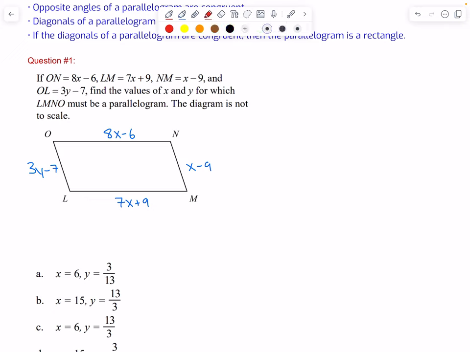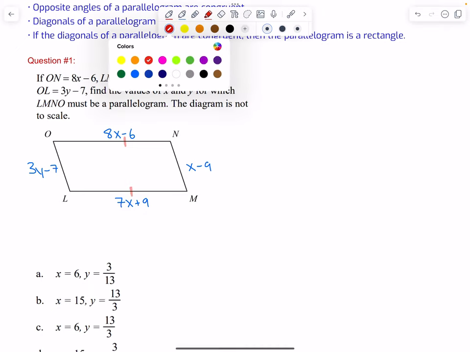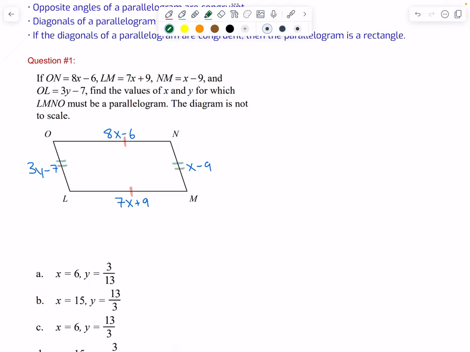All right, so we know, based on our theorems about parallelograms, that opposite sides are congruent. So ON would be congruent to LM. And then we also know that OL will be congruent to NM. So we want to start with the pair of sides that has the same variable. So we want to start with ON is congruent to LM because they both have X. And therefore, we could solve for X. And then we're going to be able to plug it back in this side, NM, and then we can figure out what Y will be because we'll know the length of NM.